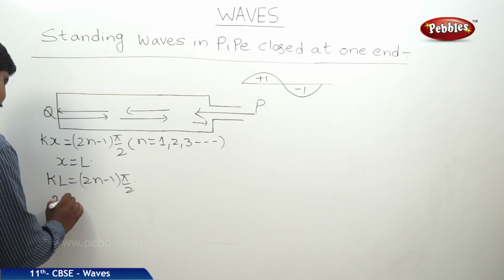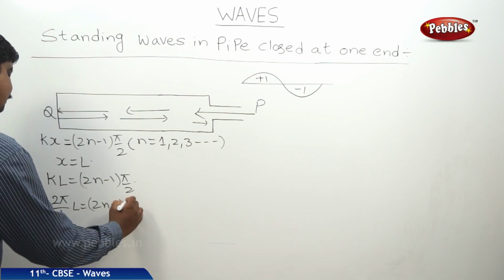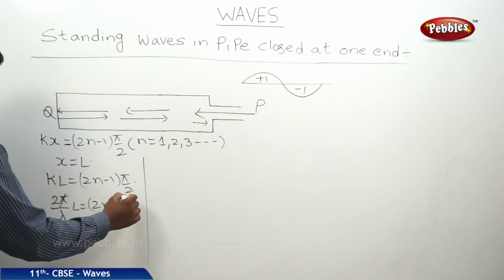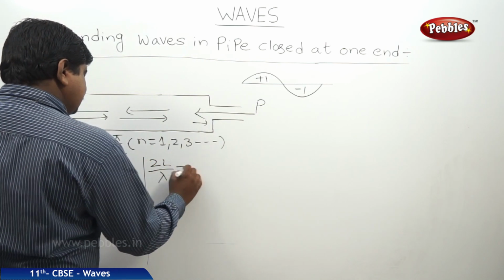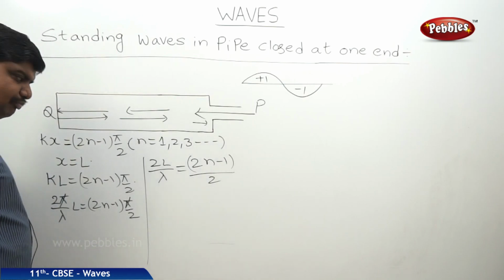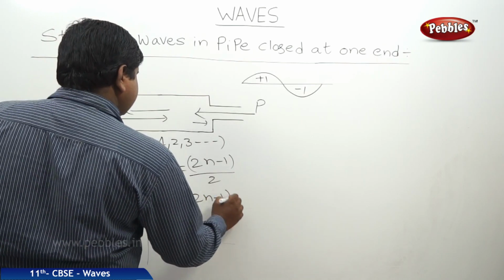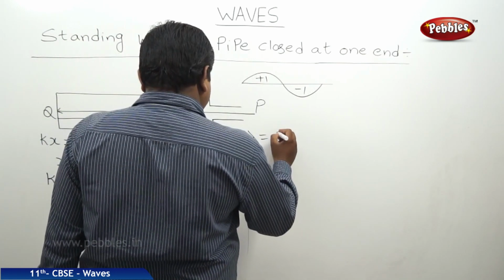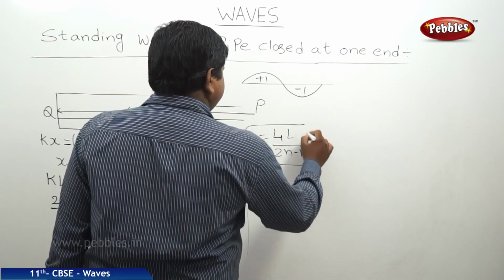We know that k is equal to 2 pi by lambda, so 2 pi by lambda into L is equal to (2n minus 1) into pi by 2. Therefore, this pi and pi gets cancelled. 2L by lambda is equal to (2n minus 1) by 2. 4L by lambda is equal to 2n minus 1. Therefore, lambda is equal to 4L by (2n minus 1). This is the wavelength.